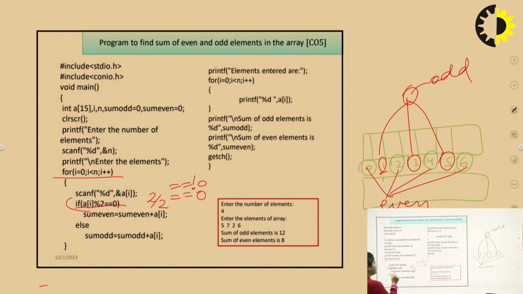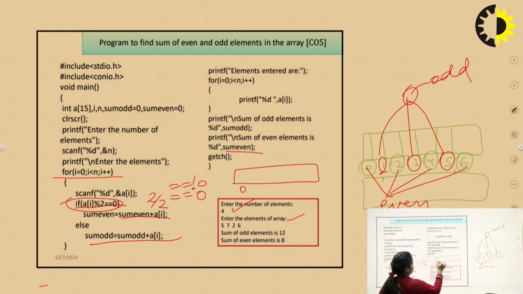So main is this function. We'll check this. Now print elements. printf a[i], print sum of odd elements is sum odd will be printed, and sum of even, sum even will be printed. Now first enter the elements. 4 elements are entered. Okay, enter the elements in an array. So what are the elements in the array? If we talk about this only, then 0 means 5, 7, 2 and 6, 1, 2 and 3. So 4 elements are there. Now sum of odd is what?